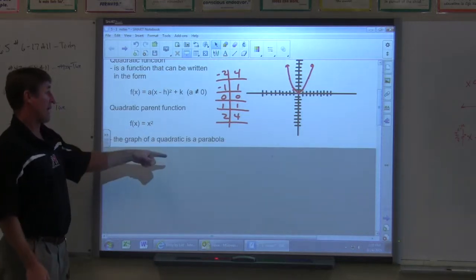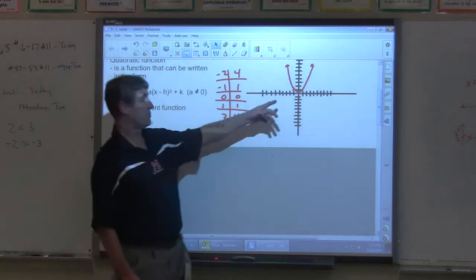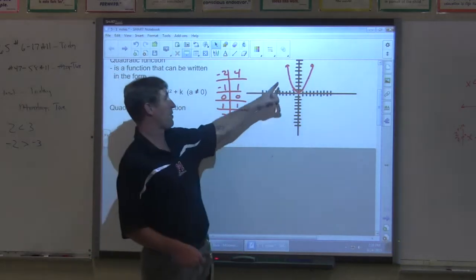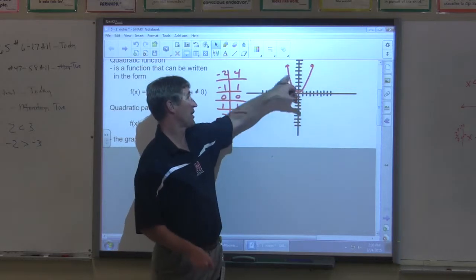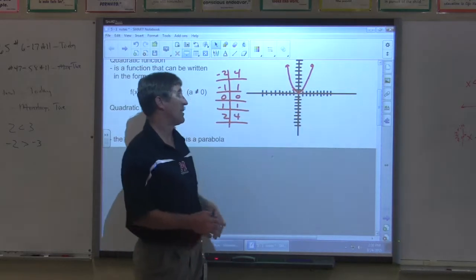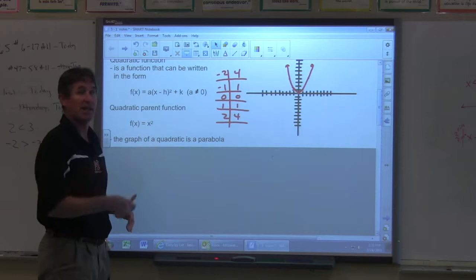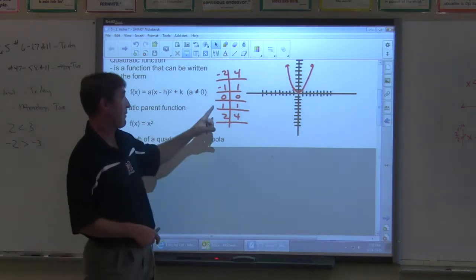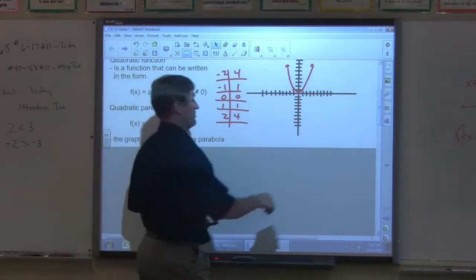And the graph of a quadratic is a parabola. So with the absolute value, you know, we had the V or the upside down V. Well, now we have a parabola where they're not straight lines, it's curved, and its slope is not staying the same, so we don't have the slope like we had with the absolute value. So that would be the graph of the parent function.